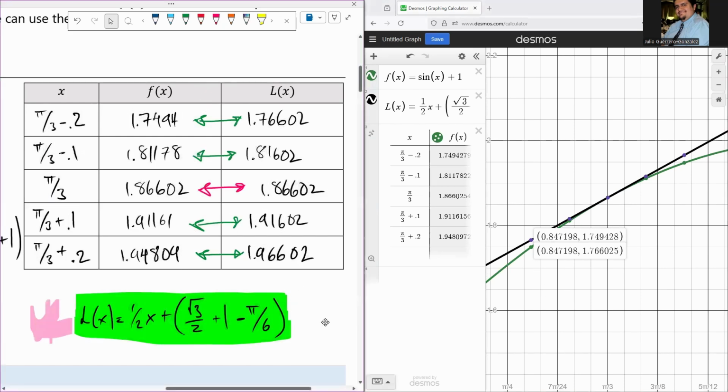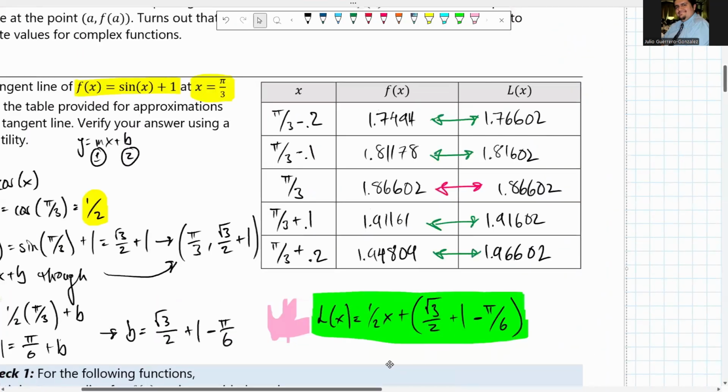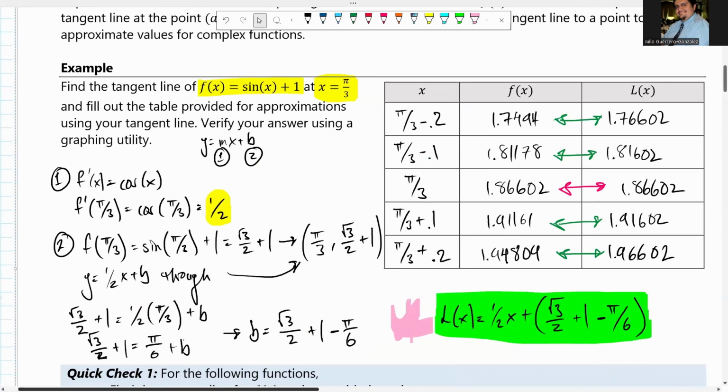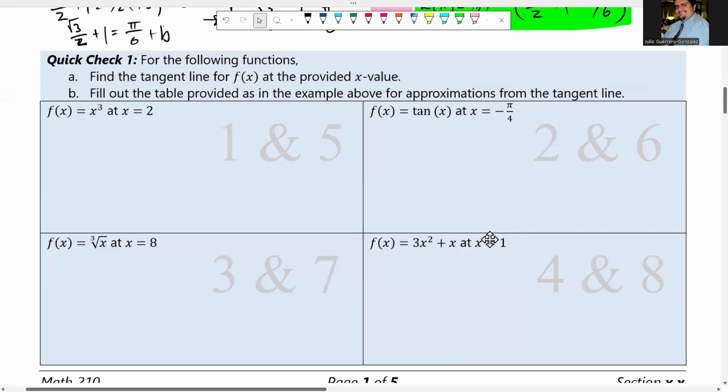Okay, so what comes up next is a quick check. I'm going to let you guys handle the quick checks for yourselves. Do the table, and use Desmos.